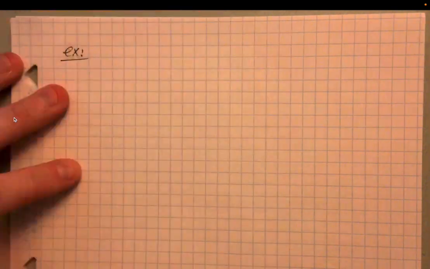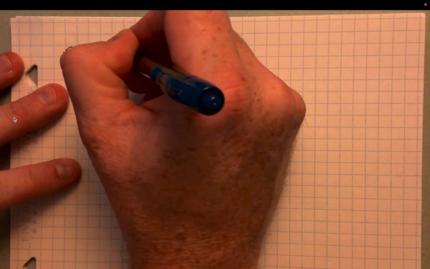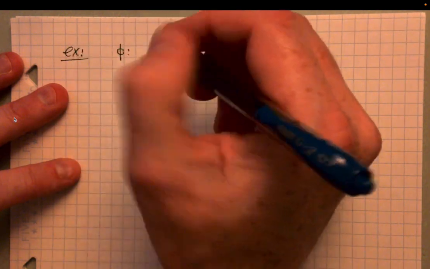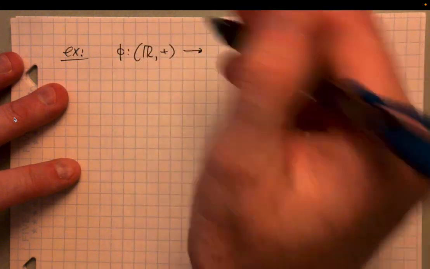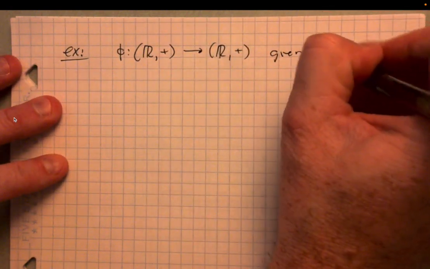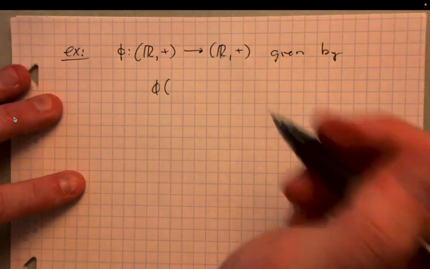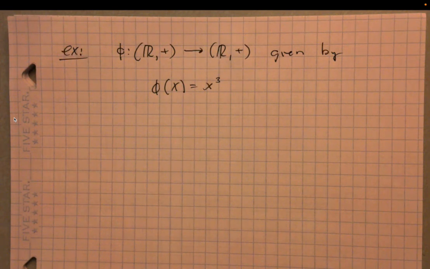Okay, let's take an example of a mapping that maybe seems like it should work, but isn't. Well, this one doesn't really seem too much like it should work, but let's think about the mapping, we'll say phi from R plus to itself, defined by phi of x equals x cubed. Now this is not an isomorphism.